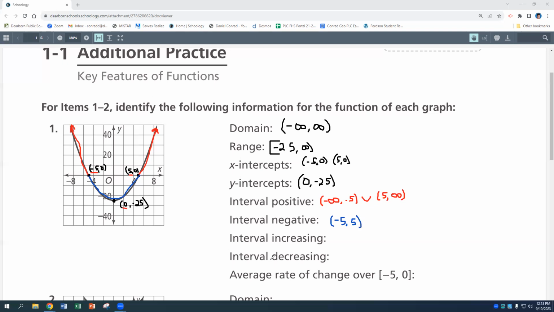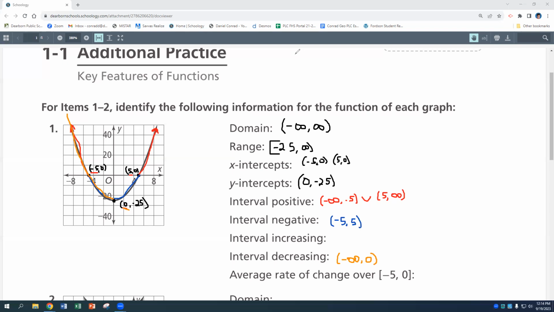Okay. Increasing and decreasing. Let's just start from the left and go right. If we start on the left at -infinity, we're decreasing, right? We're starting by going down. So we're decreasing from -infinity all the way until we hit 0. I'm going to put that in my interval for decreasing: -infinity all the way to 0.